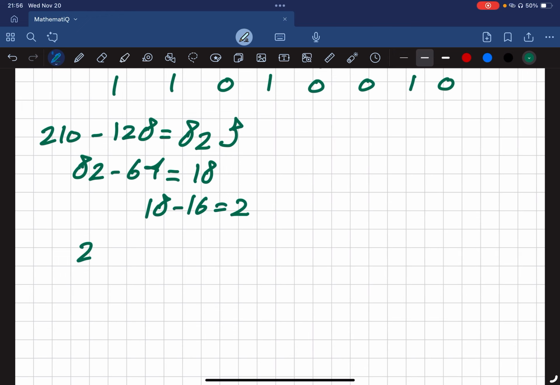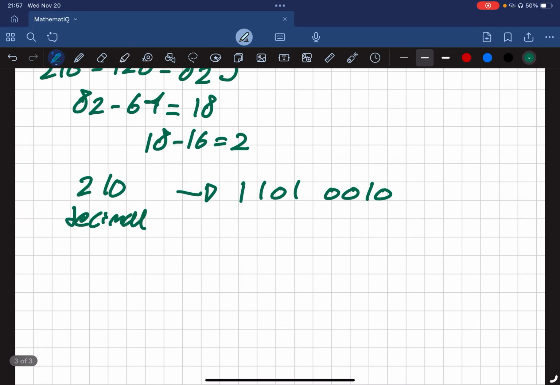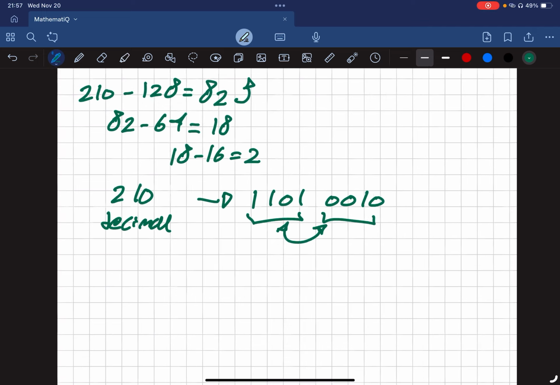So we see that 210 in decimal becomes 1101 0010 in binary. And I'm writing them in blocks of 4 just because it's easier to visualize when you're looking at the number, because multiple zeros next to each other can look confusing, and this is the general convention of writing binary numbers where you write them in blocks of 4. So yeah, that's the first method.